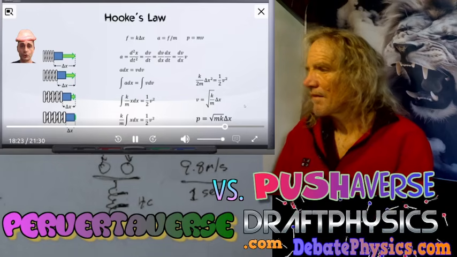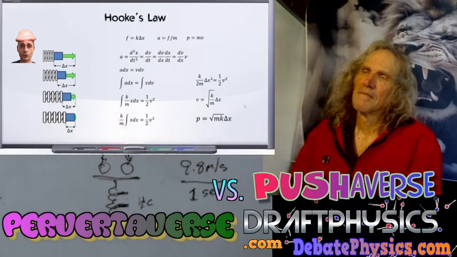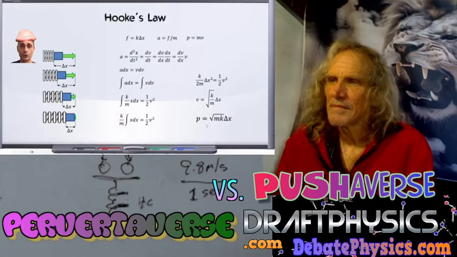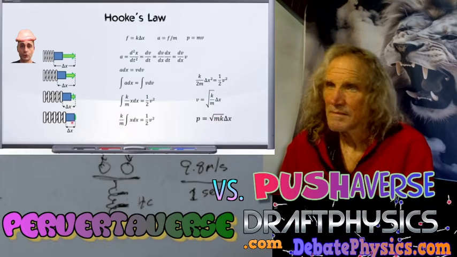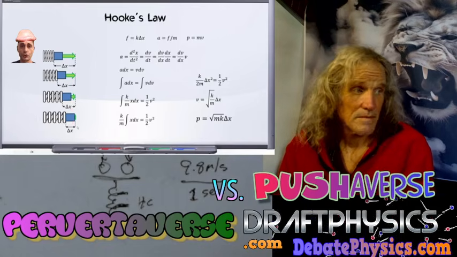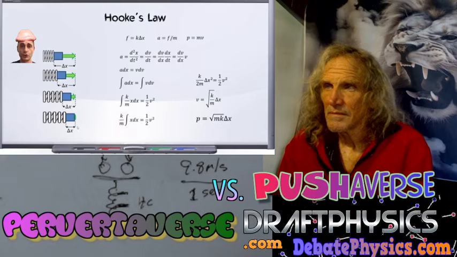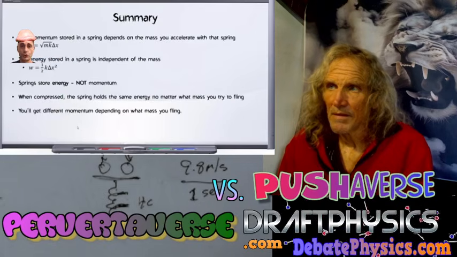That piece of math there is that the amount of momentum stored in the spring depends on the mass. It's proportional to the square root of the mass that's sitting on the spring. If we change out the mass, we're going to get a different momentum. And those who didn't want to look at the math can join us again for the summary.